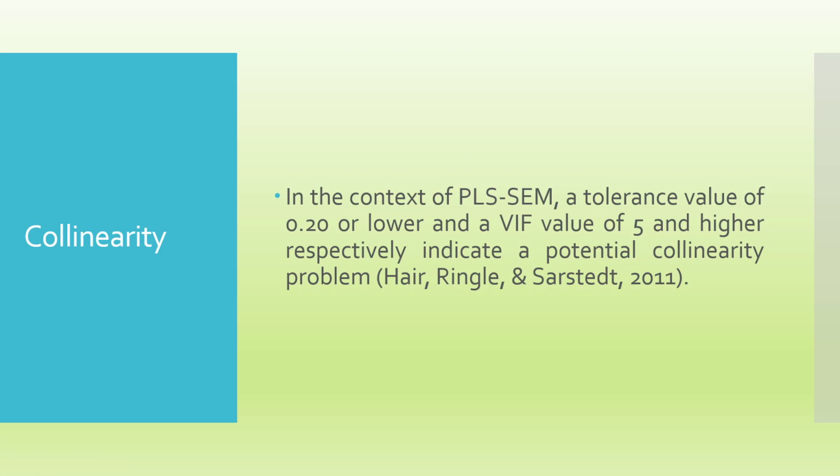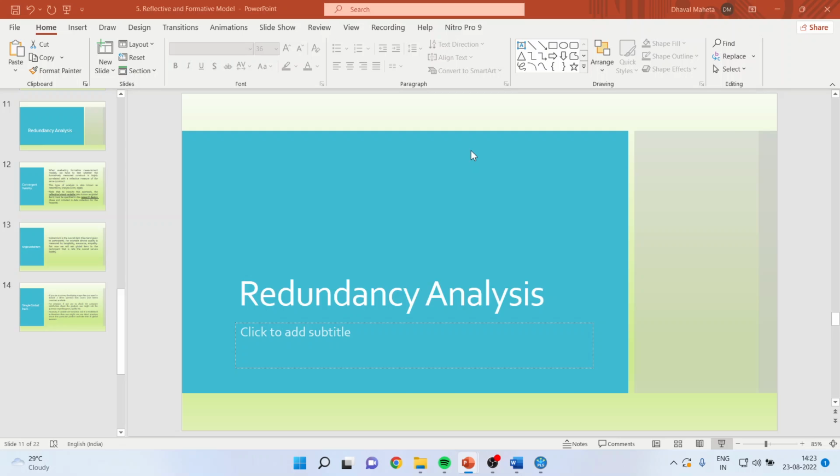In the context of PLS-SEM, a tolerance value of 0.2 or lower and a VIF of 5 and higher respectively indicate a potential collinearity problem. Ideally, it should be less than 3. Now, how to run this? Let's see in SmartPLS.